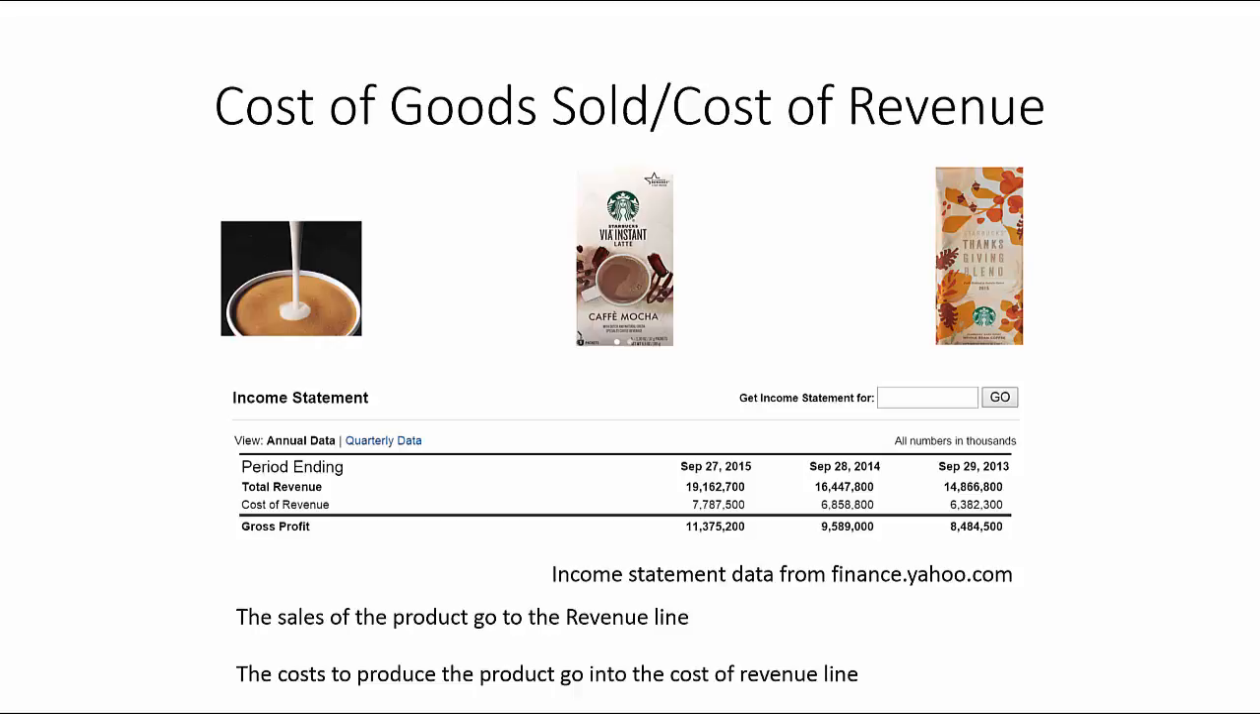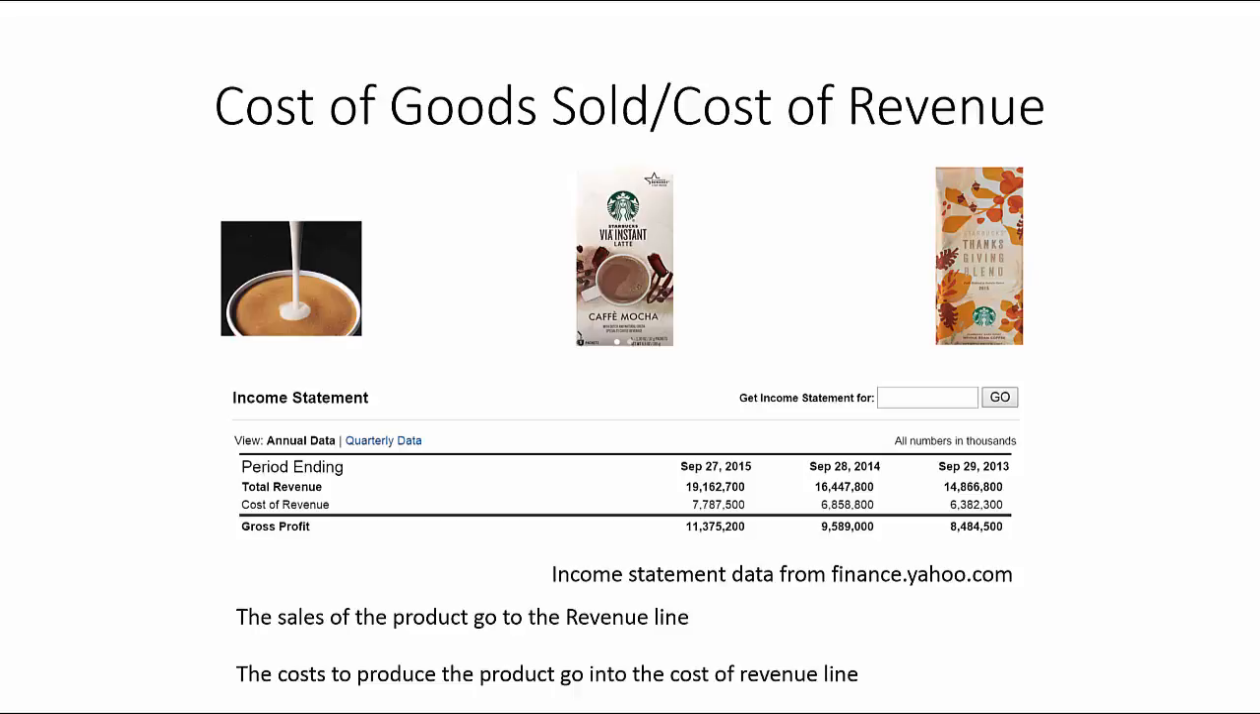Everything that it takes to produce those products, either we're buying merchandise or we're actually manufacturing a product, all of those direct costs go into that cost of revenue line. So I'm actually showing you the very top level of an income statement for Starbucks, and that total revenue is all of the sales, and the cost of producing or buying that inventory before it was sold is the cost of revenue.